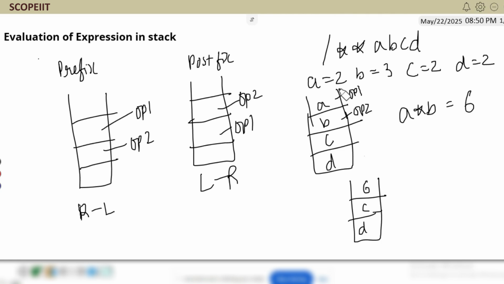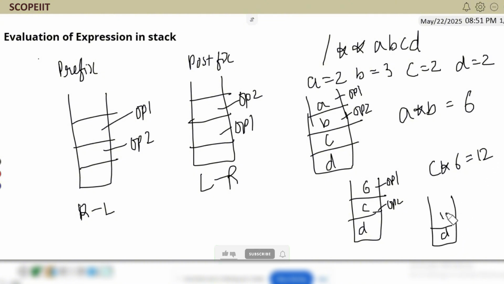After that, which is the next one? Multiply. So again it's a multiply, so we will pop the last 2, and this is your operand 1 and this is your operand 2. So it will become C multiplied by 6. What is the value of C? 2. 2 times 6 is 12. So now in my new stack I will have only one value, D, and this 12 we will push into the stack. Now which is the last one?